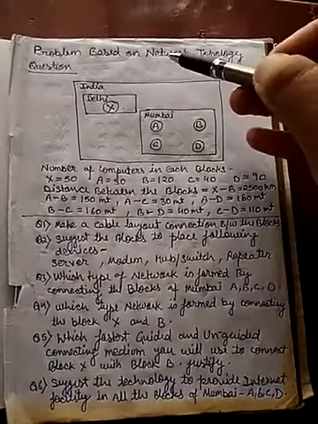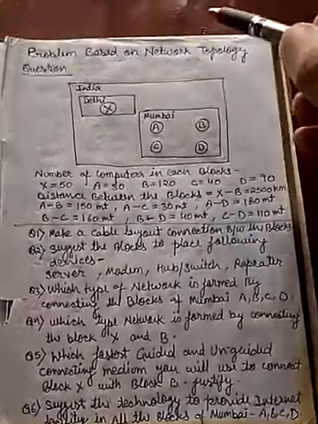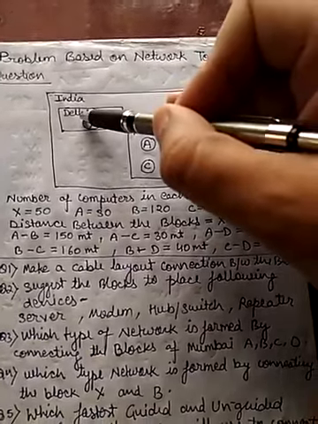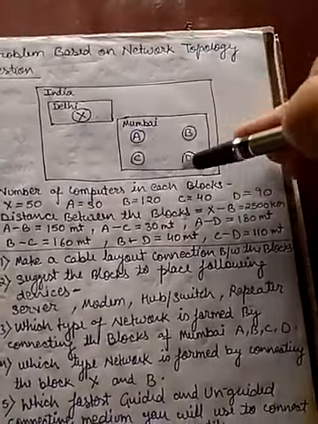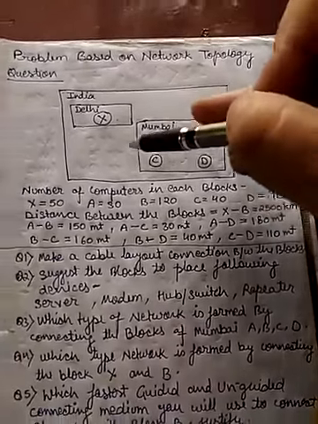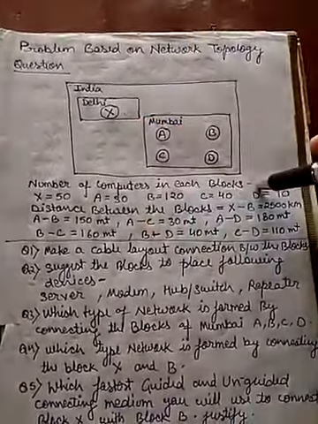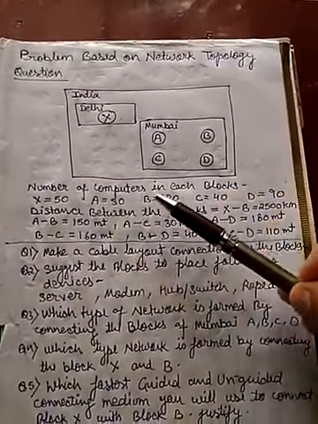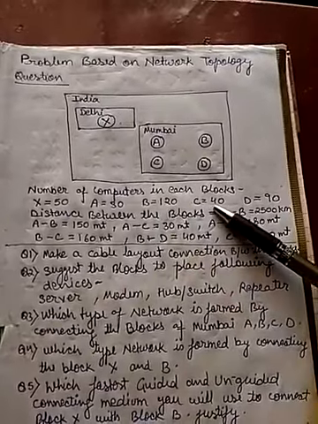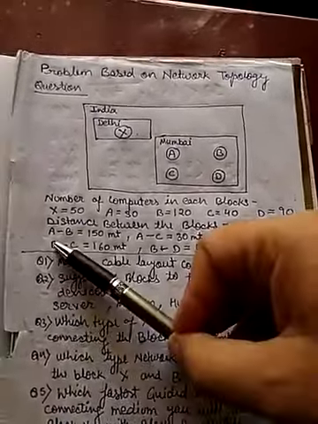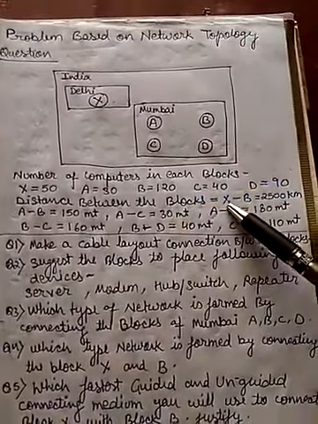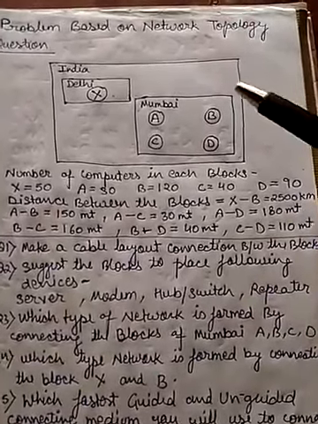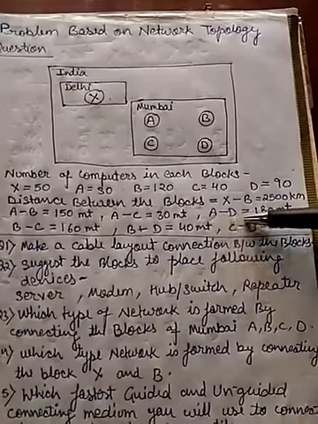In this problem, an organization is having this type of architecture in which the block X is situated in Delhi and the blocks A, B, C, D are situated in Mumbai, and in each block a number of computers are there. In block X there are 50, in A there are 30, in B it is 120, in C 40 and D 90, and the distance between the blocks is given, X to B, A to B and so on. So this is the distance which is given in between the blocks.